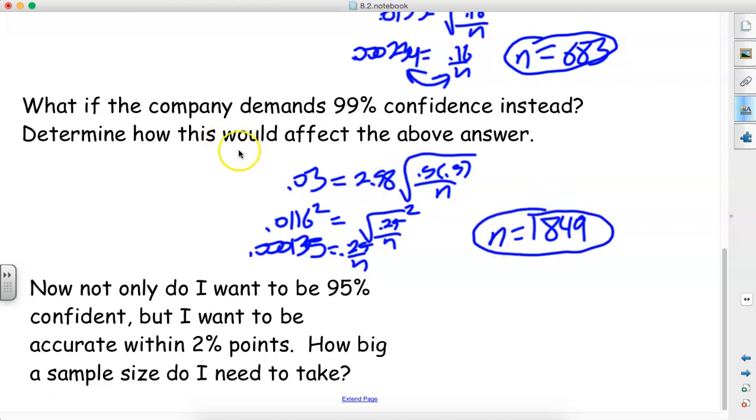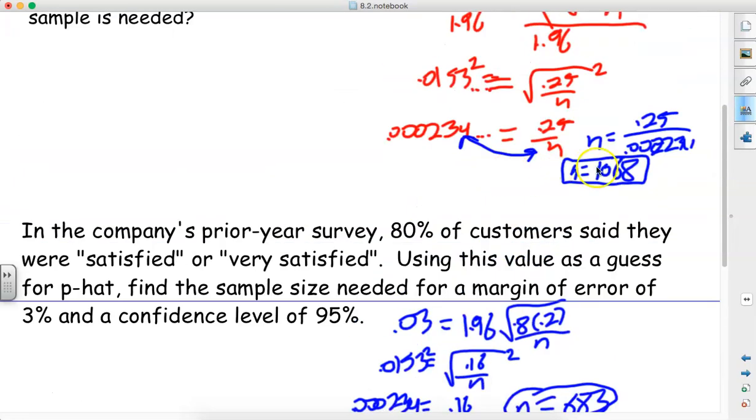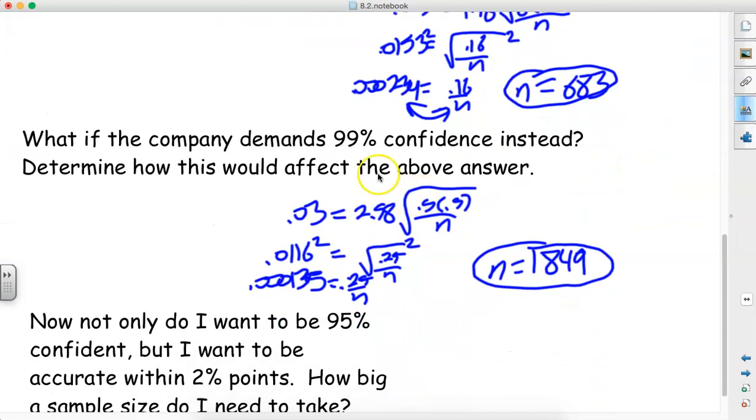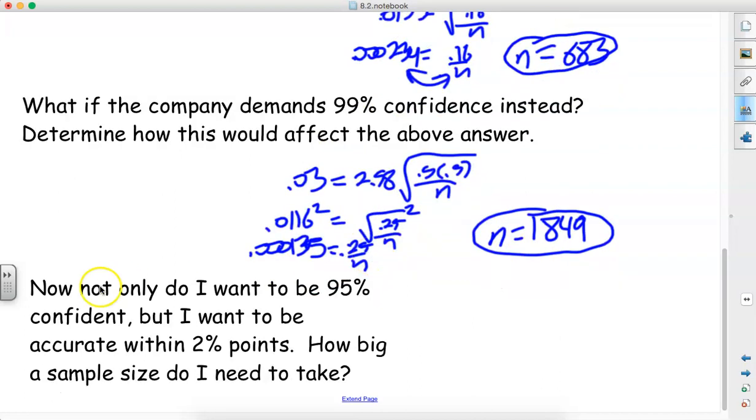So how did that affect the above answer? Well, making the critical value bigger made our sample size have to be bigger, right? Because we want to be more confident. So if we want to be more confident in our estimate, we've got to have more people in our survey. That makes sense, right? All right, so now not only do I want to be 95% confident, but I want to be accurate within 2% points. How big a sample size do I need to take?